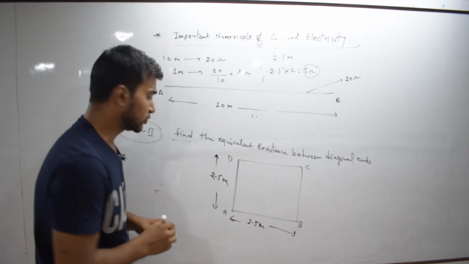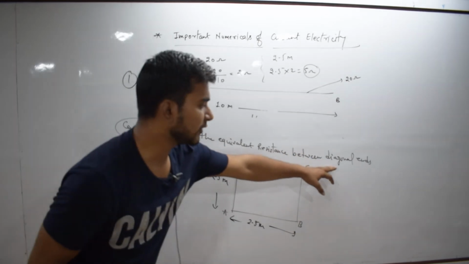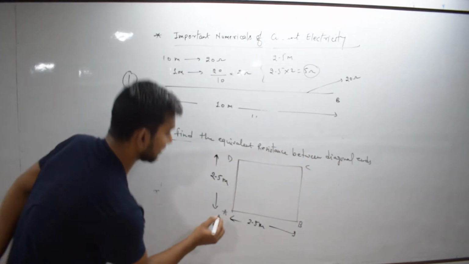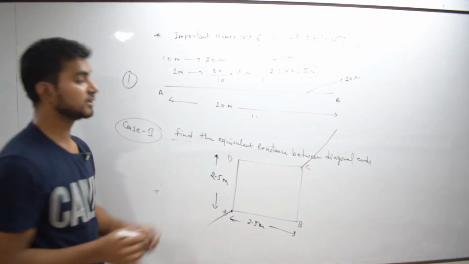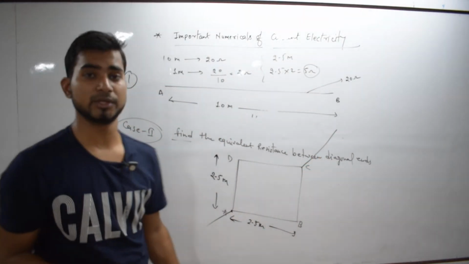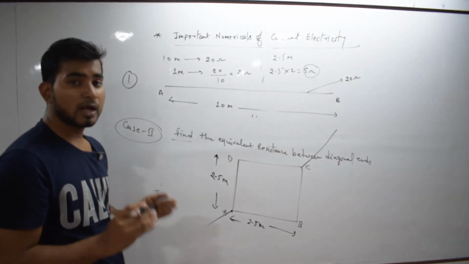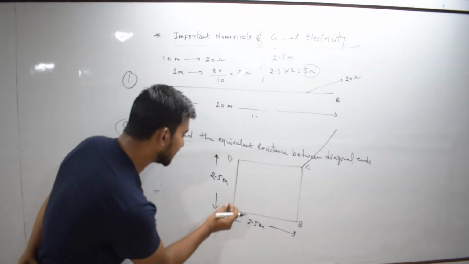In this particular question, we have to find the equivalent resistance between the diagonal ends. So I am considering the diagonal ends A and C. We have to find the equivalent resistance between A and C. Okay. So first of all, I would like to find the resistance of each arm.